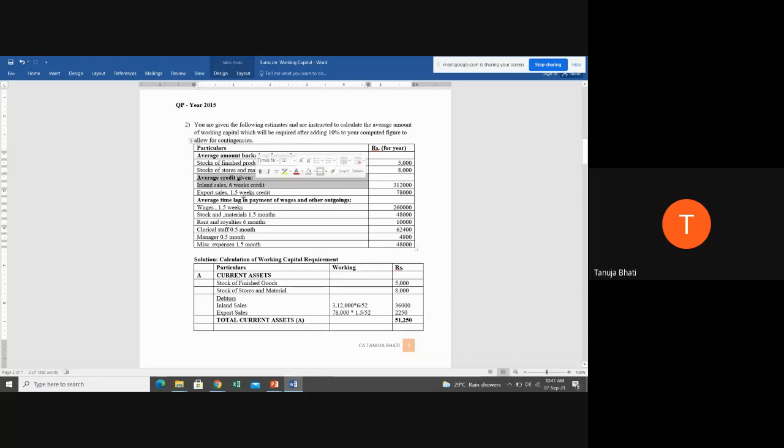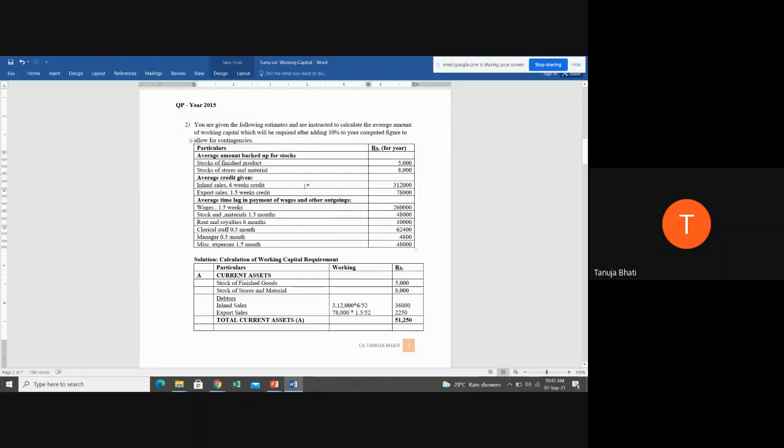Now, average credit given. Whenever you are making sales on credit, it gives rise to debtors, correct? Because a debtor is a person from whom we have to receive money. And whenever you are purchasing something on credit, it gives rise to creditors. But whenever you are selling something on credit, it gives rise to debtors. So are debtors current assets or current liabilities? Yes, students. Current asset. Very good. Now we have segregated the entire question into current assets and current liabilities. Now what we have to do is put all the current assets under current assets, all the current liabilities under current liabilities, subtract the two, add contingency, and you will get your answer.